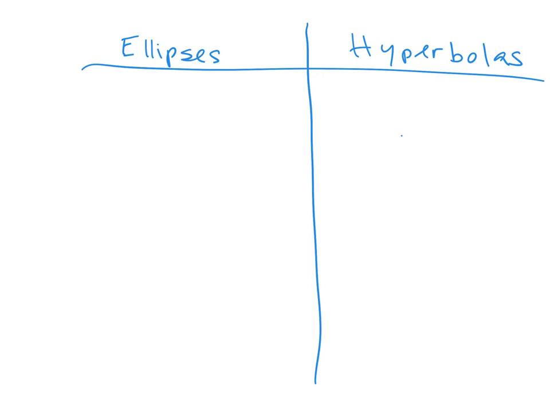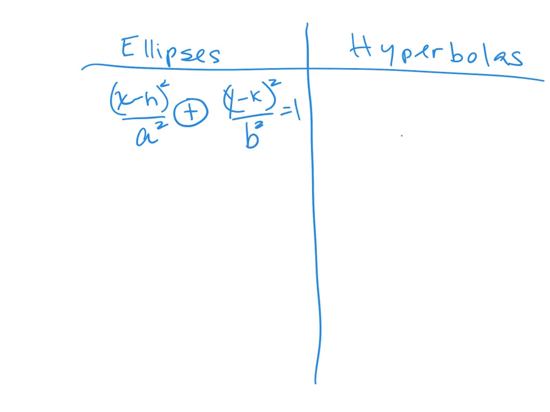Ellipses. The formula for ellipses has a plus in the middle. They're both equal to 1, but it has a plus. The formula for hyperbolas has a what? Has a minus in the middle. So that's one way to tell the difference. One has a minus, one has a plus.